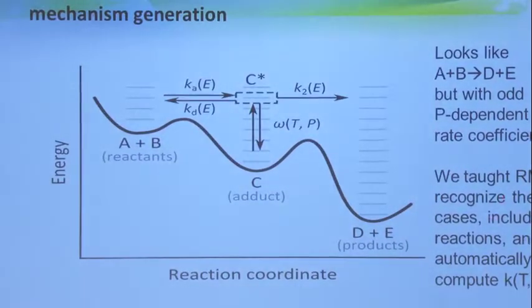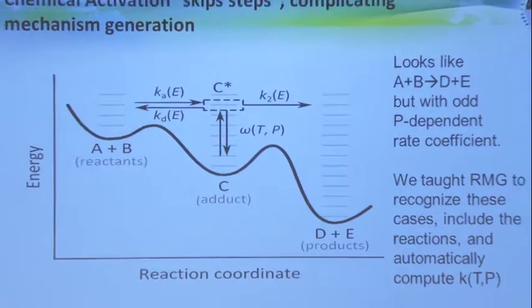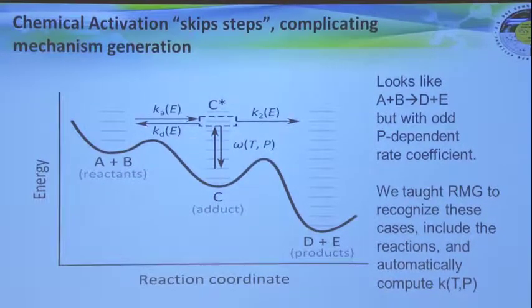So we taught RMG how to recognize when this can happen. When A plus B goes to C, it considers the possibility that C could stay excited and immediately react to go to D plus E. And that way RMG will pick up all these chemically activated reactions. It's called chemically activated because this chemical reaction activates the C. It gives it extra energy. It's sort of a way of providing a whole lot of energy to C. And so RMG does this, and then it has to compute.